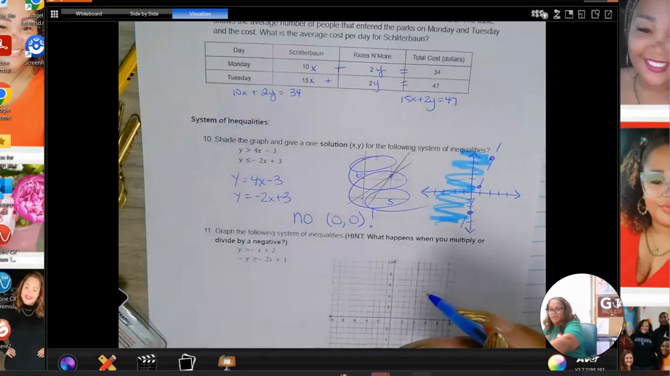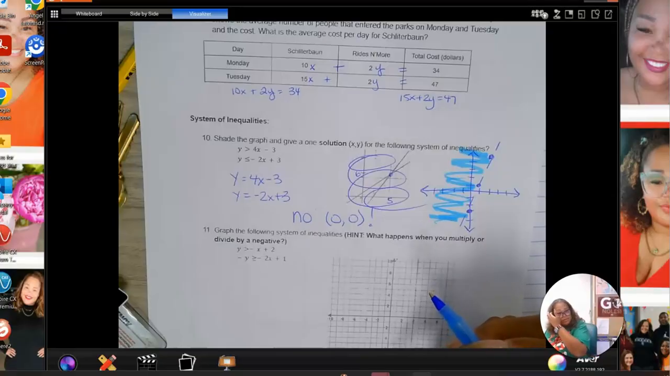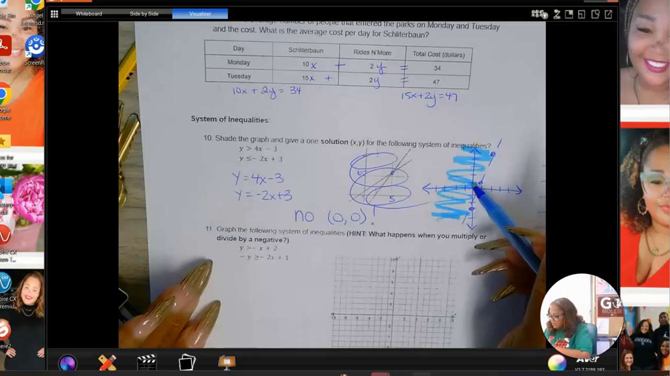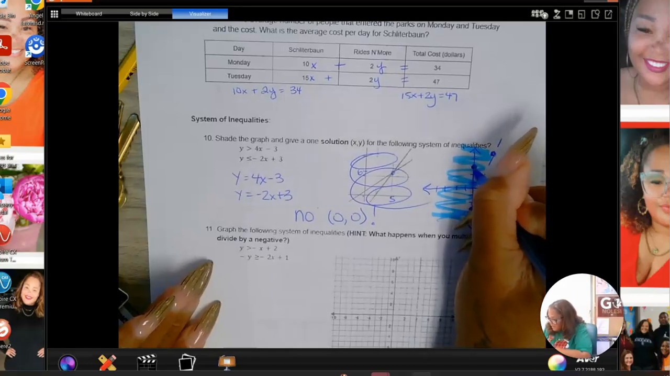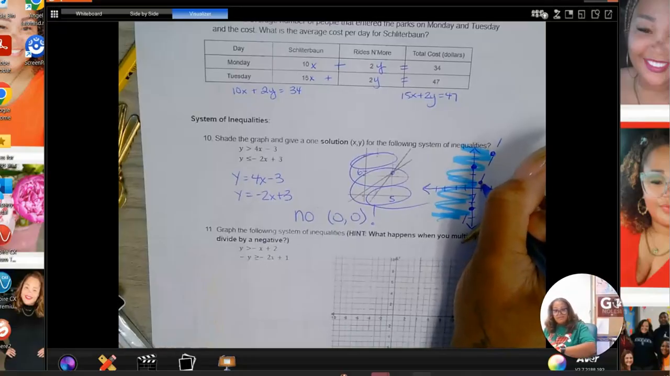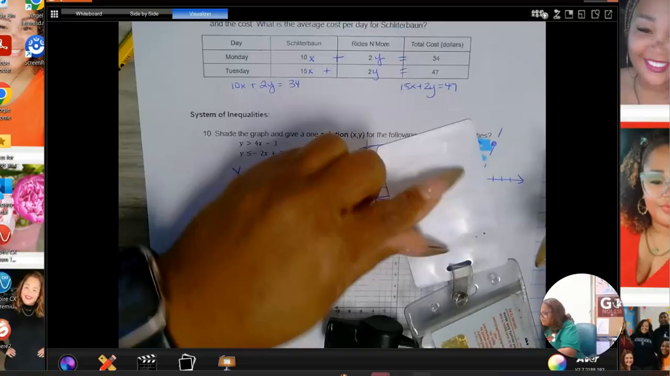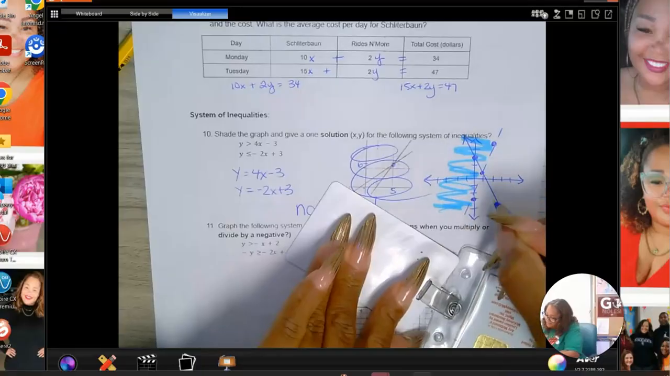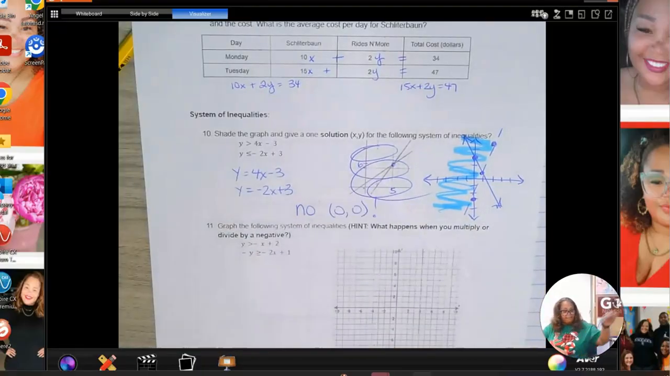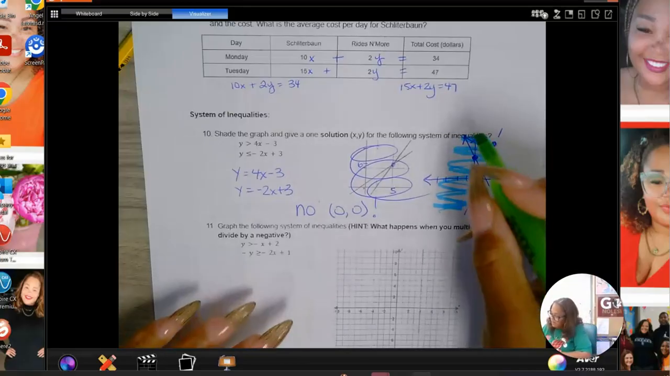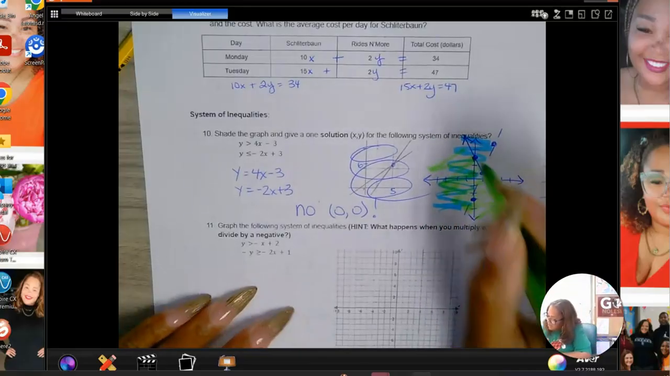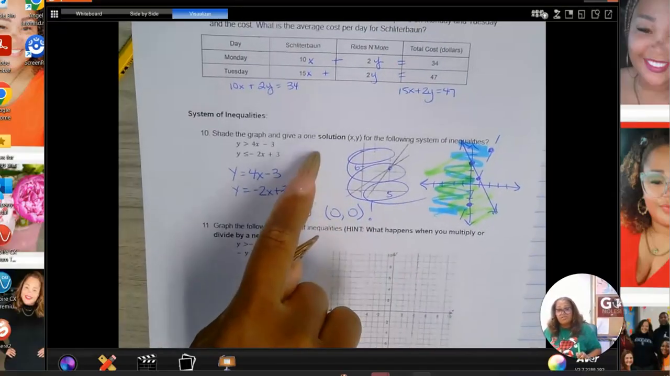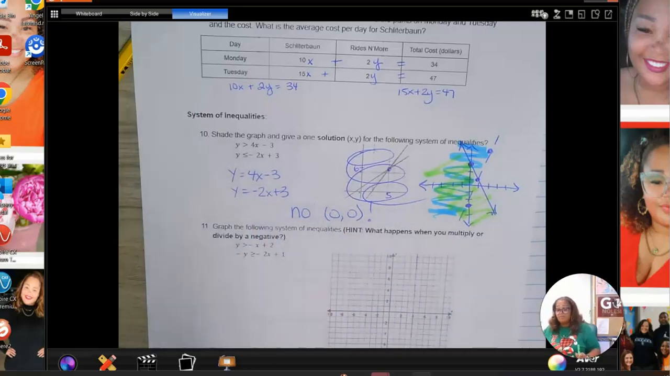And then the other one is 3. So start at 3, 1, 2, 3, and then go down 2 over 1, down 2 over 1. So, oops, I forgot to plot that. And then that's here. And then this is solid and below. So I've got to see where they overlap, and I have to create one solution that fits in that solution set.